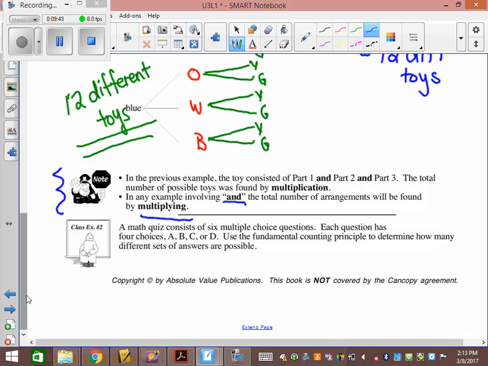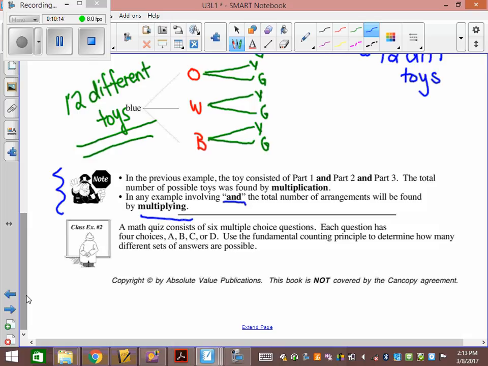So class example 2. A math quiz consists of 6 multiple choice questions. Each question has 4 choices, A, B, C, or D. Use the fundamental counting principle to determine how many different sets of answers are possible. So people will say to me, well, there's 6 multiple choice questions, 4 options. That doesn't leave me very many different answer keys. So I should be able to just guess the answers correct. Actually, it leaves you a lot of different choices for answer keys.